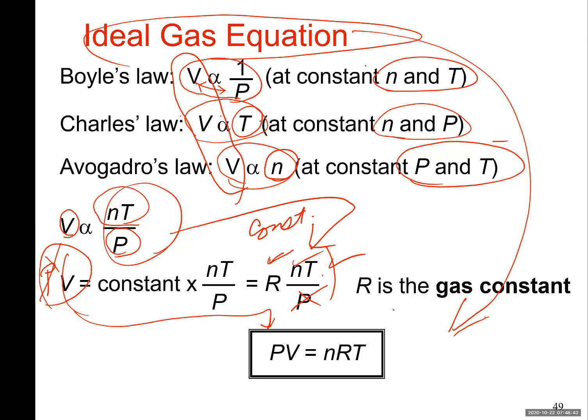I'm going to define why we call this the ideal gas equation later on. There is a reason for that name. But for now, we have developed a formula which is the mother of all equations when it comes to gases. Pressure, volume, number of moles, and temperature are related together. So PV is equal to nRT. It's called the ideal gas equation.